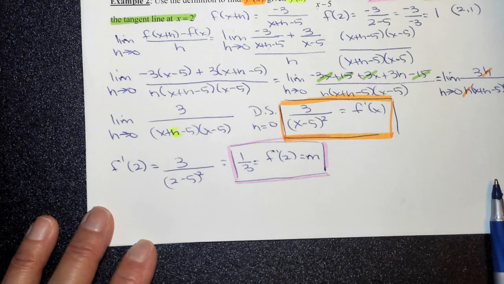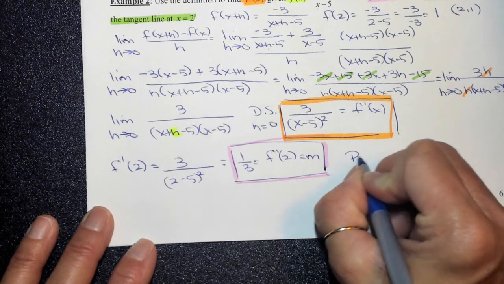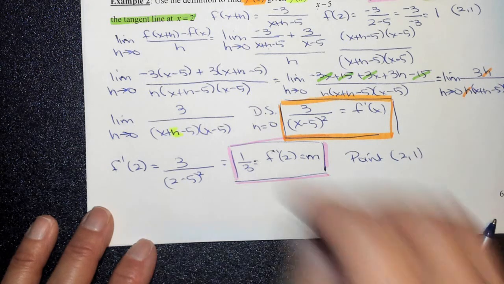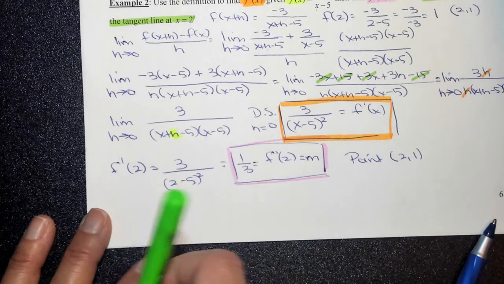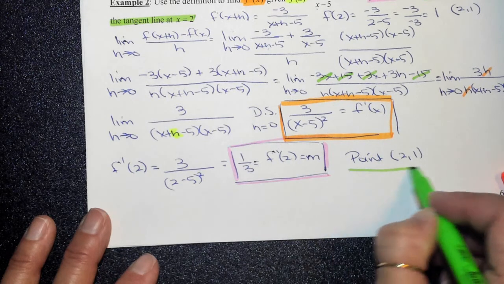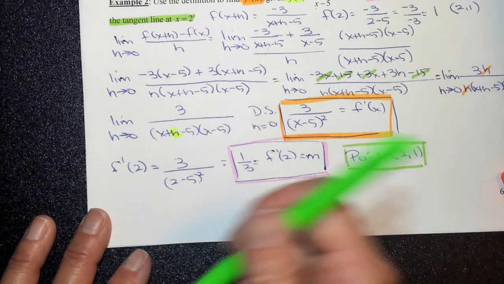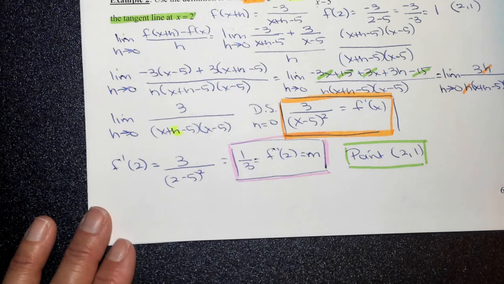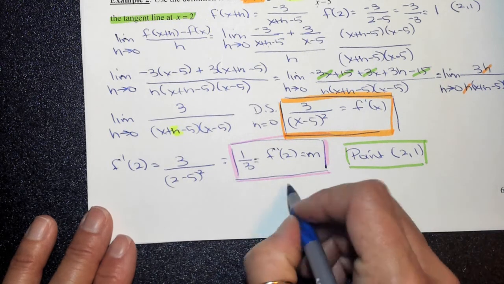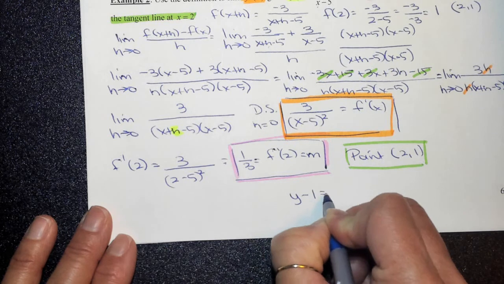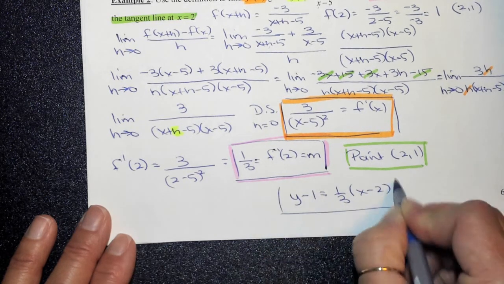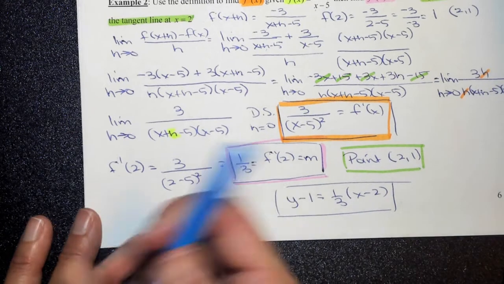And earlier in the problem, I found my point, which was (2, 1), and I found that by plugging my x value into the original function. So now that I have everything that I need, I can write the equation of the line. So this would be y minus 1 is equal to 1/3 times x minus 2, which is exactly what they asked for.